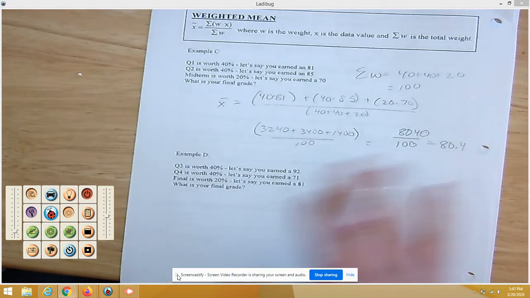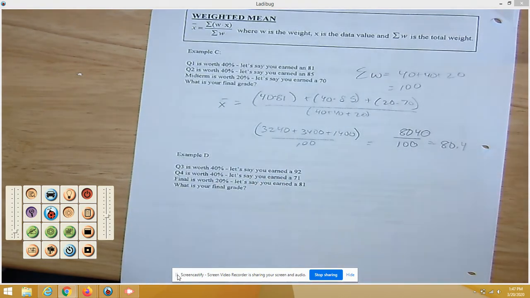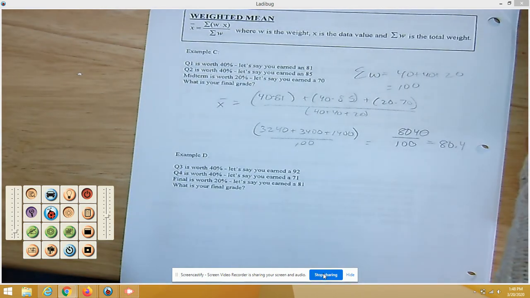All right, I am not going to do out example D because I'm already long-winded. So what I would like you to do is go ahead and check your answers. Go ahead and try example D. Check your answer with the answer key for the day 2 packet. And then the homework is completing the second part of the 2.4 homework. All right, guys, thanks so much, and you're doing great.